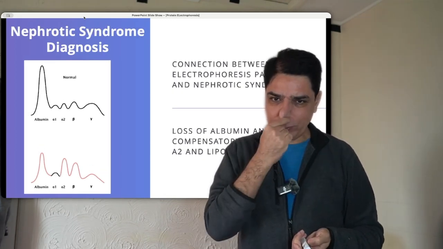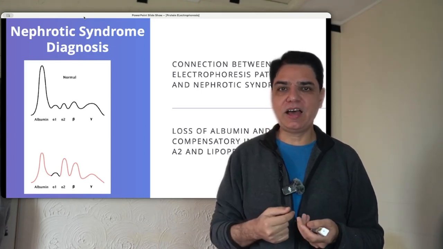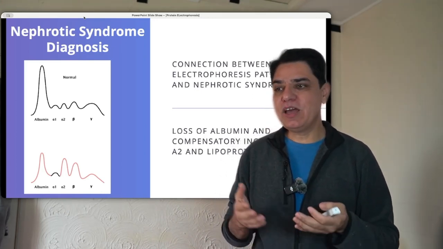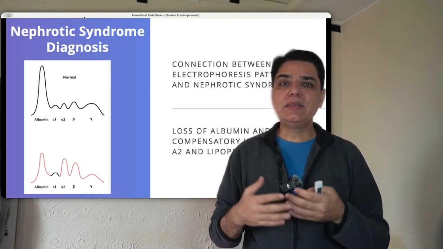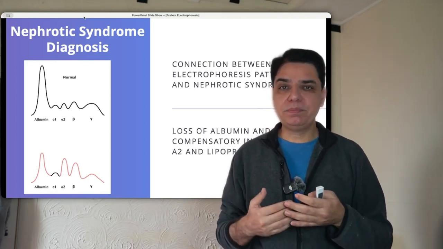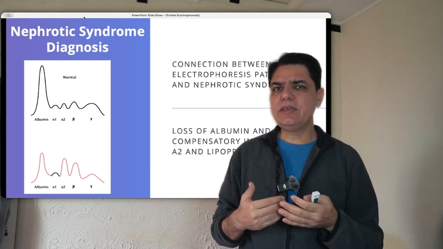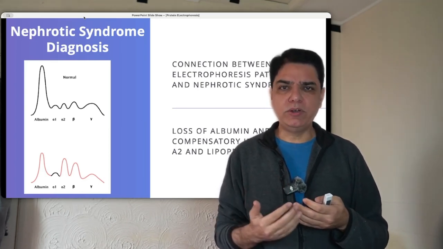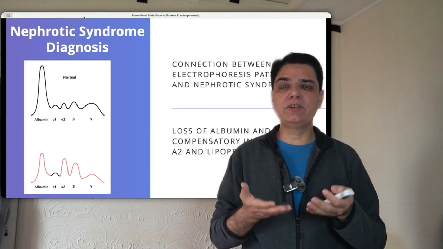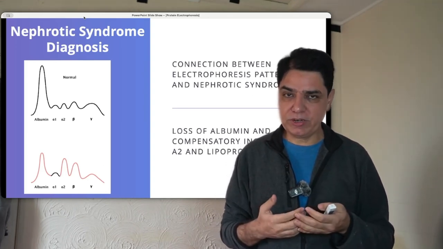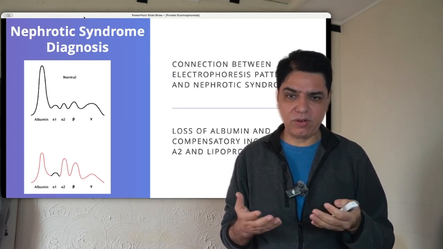So in nephrotic syndrome, what happens? Because there is hypoalbuminemia, because albumin, as a big blood protein, is being filtered out in the kidneys, the body tries to compensate by producing the alpha 2 and the beta globulins. So the liver actually increases the production of those proteins. That's why you find it a bit higher on this protein electrophoresis graph.